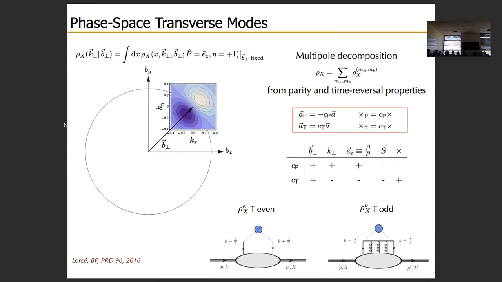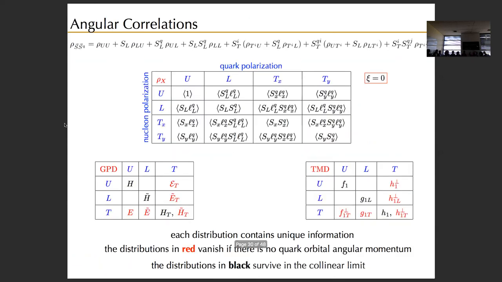So this study can be made in a model-independent way, and you can recognize that depending on the different polarization, you have different multipole structures. For each, considering all the possible polarizations, what you are looking at are the correlations between the spin and the orbital momentum of the quark and of the nucleon. And this depends on the polarization that you are considering.